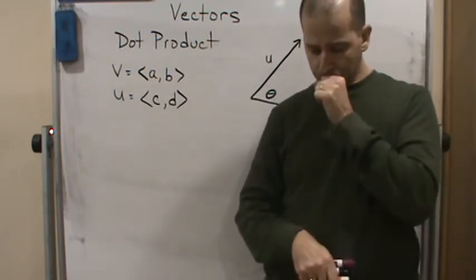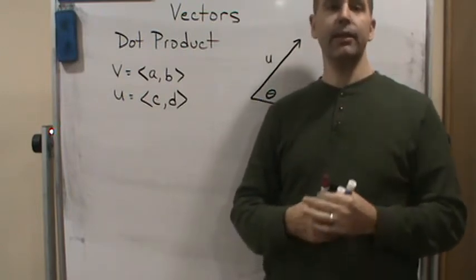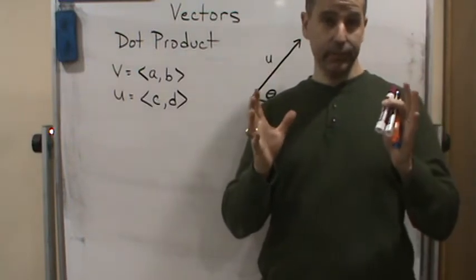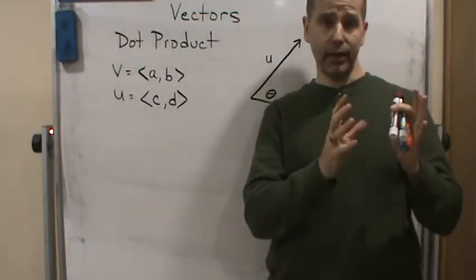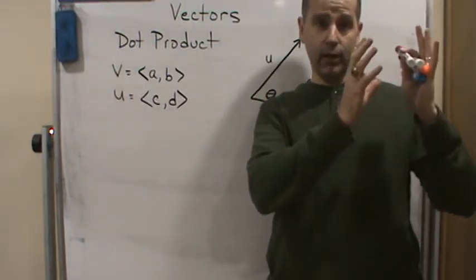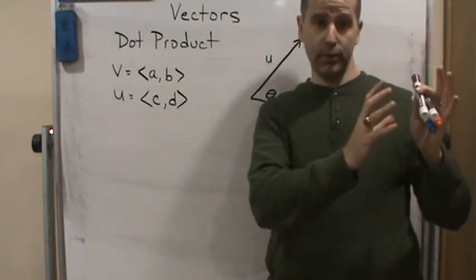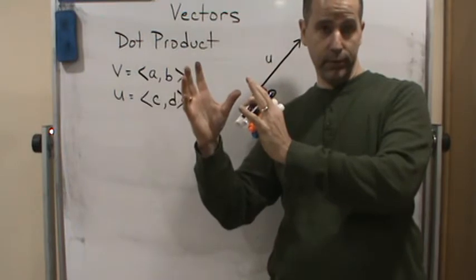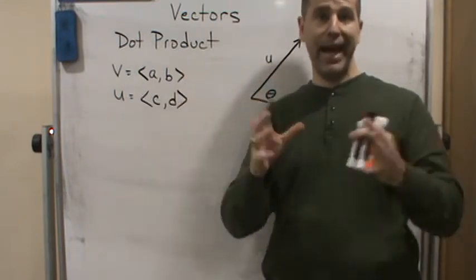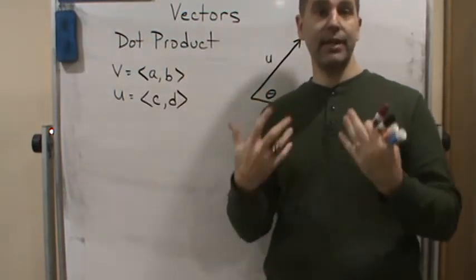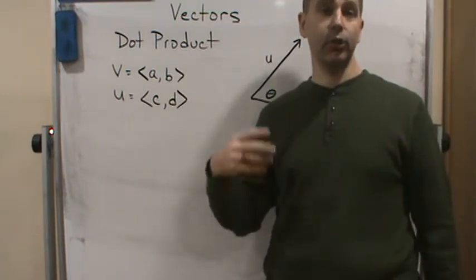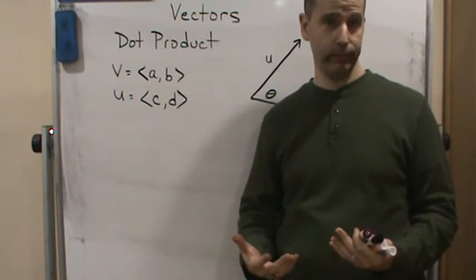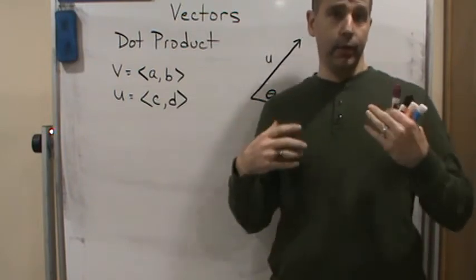Okay? Now, what is a dot product? The dot product of two vectors is this. You take the product of their horizontal components, and you take the product of the vertical components of the two vectors, and you add them together, and that gives you the dot product. And in the dot product, you come up with a scalar. The result is always going to be a scalar. Okay? So let's do that.